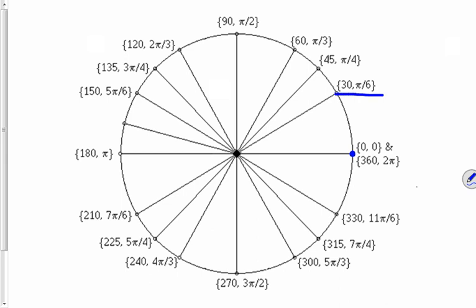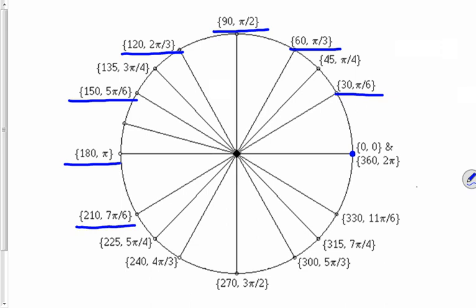30 degrees is pi over 6. 60 degrees would be 2 pi over 6, which of course reduces to pi over 3. 90 degrees would be 3 pi over 6, which of course reduces to pi over 2. 120 degrees would be 4 pi over 6, which reduces to 2 pi over 3. 150 degrees would be 5 pi over 6, which can't be reduced. 180 degrees would be 6 pi over 6, which reduces to pi.